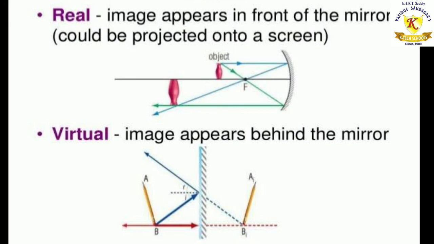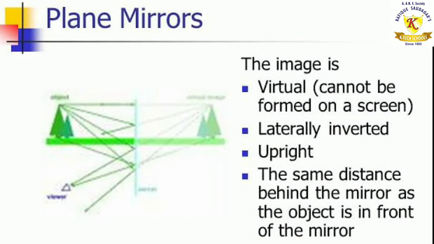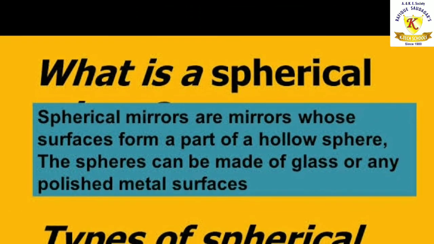Understood? Now let's see the next. Plane mirrors. The characteristics are: the image is virtual and cannot be formed on a screen. The image is laterally inverted. The image is always erect and upright, the same distance behind the mirror as the object is in front of the mirror. So, this is the plane mirror. Understood? Next we have the spherical mirror.